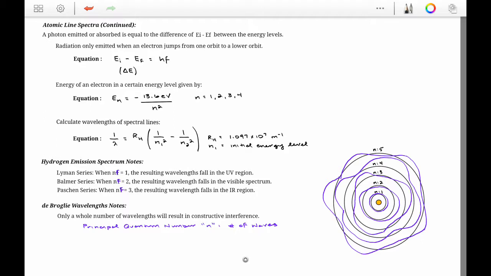And so the very last concept that we're going to cover is just de Broglie wavelengths and how we can actually determine why these quantum numbers are as they are. And so we can see from this diagram here that only a whole number of wavelengths can result in constructive interference for this atomic model. And so that's where we observe that the principal quantum number n is equal to the number of waves present at that shell. So we can see how for n equals 1 there's only one wave. Actually, it's a little bit easier to see from energy level 5. So at the fifth quantum number, there are 5 waves that are actually present.